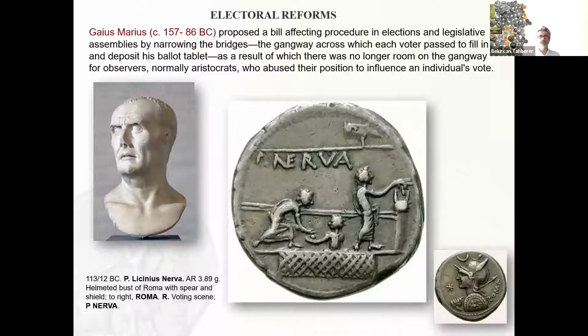Gaius Marius proposed a bill affecting procedure in elections and legislative assemblies by narrowing the bridges, the gangway across which each voter passed to fill in and deposit his ballot tablet, as a result of which there was no longer room on the gangway for observers, normally aristocrats, who abused their position to influence an individual's vote. They use Facebook statistics now to influence elections, but they were more direct at that time.